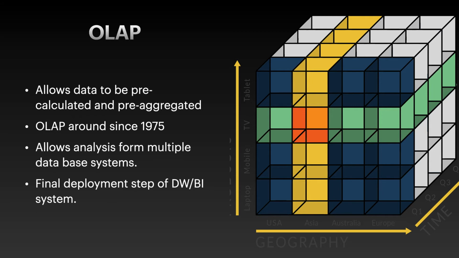Analysts frequently need to group, aggregate, and join data. In relational databases, these operations are resource intensive. OLAP allows the data to be pre-calculated and pre-aggregated, making analysis faster. The OLAP cube is often the final deployment step of dimensional BI systems.